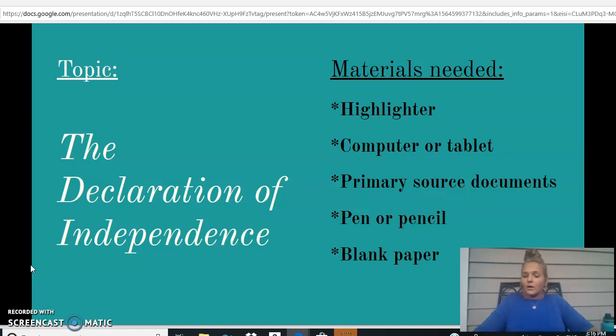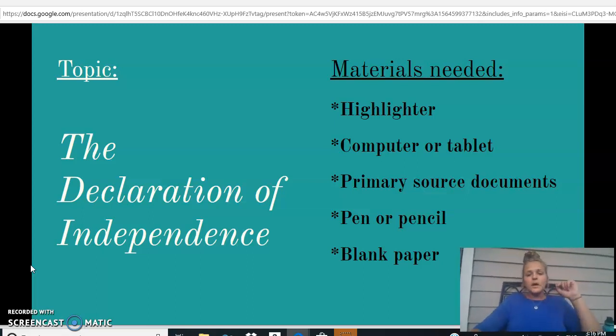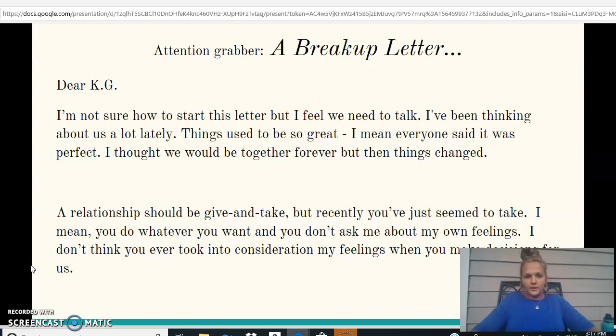So, the topic specifically of this lesson slash activity is the Declaration of Independence, and the materials needed are a highlighter, possibly a computer or tablet. Not exactly sure if we will end up needing them or not, but it's always good to have them just in case. Primary source documents, which I will provide, a pen or pencil, and blank paper.